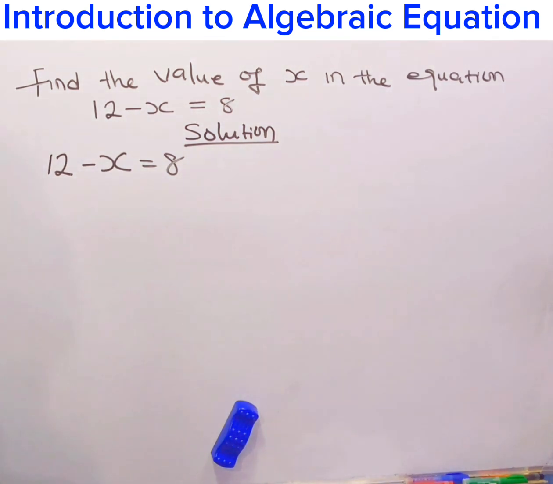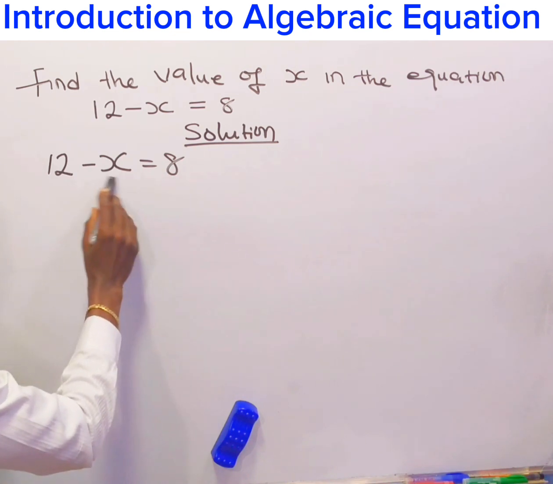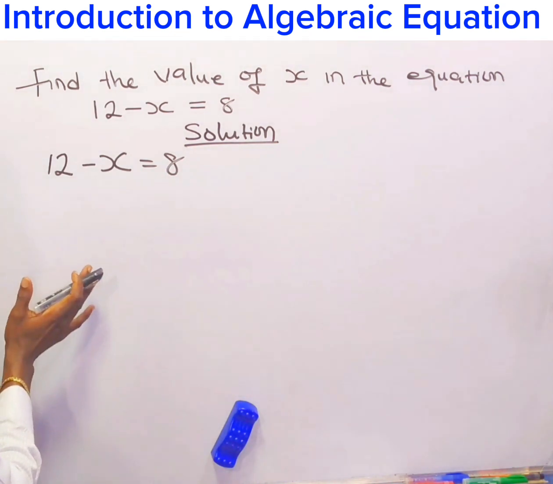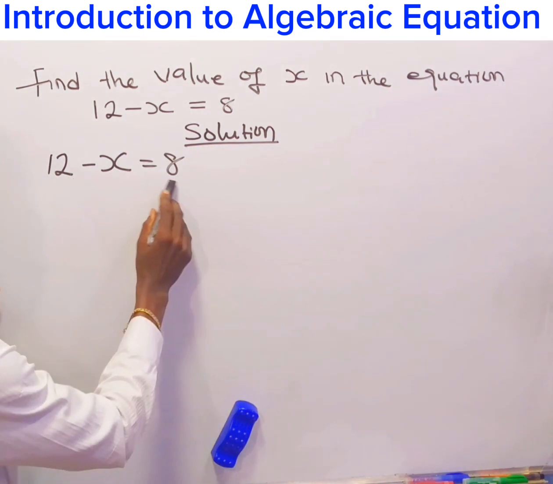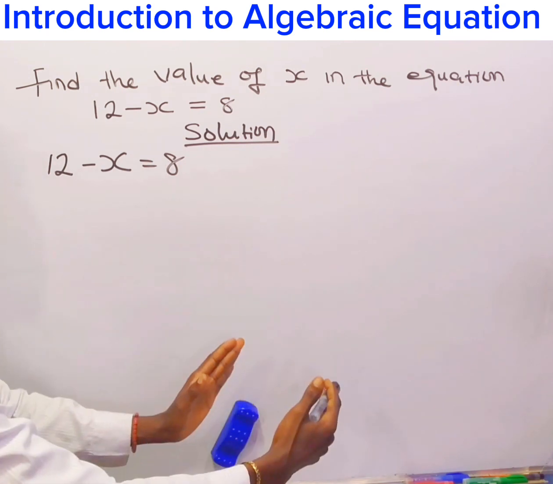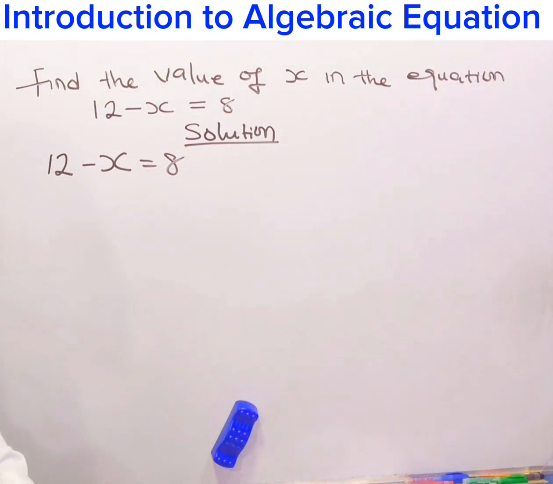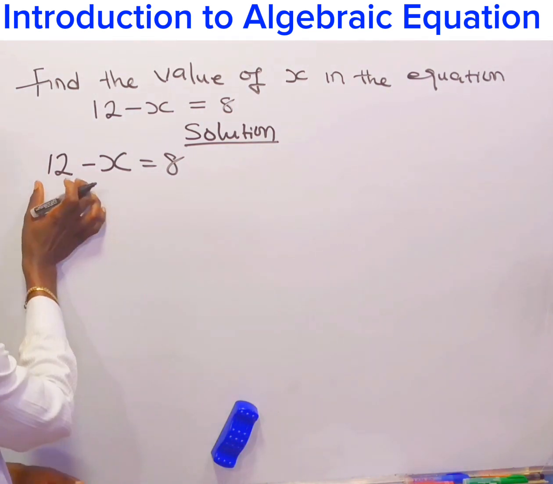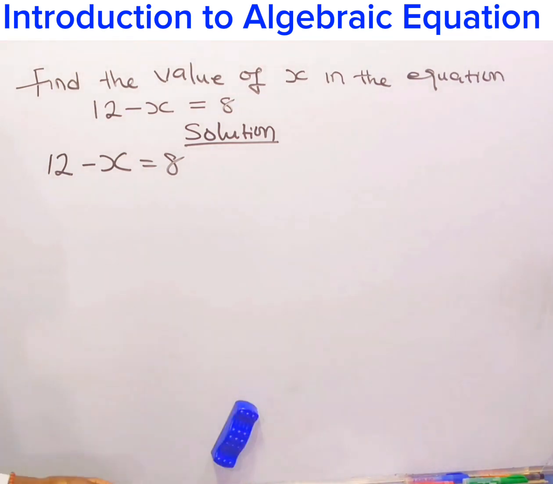Now, first of all, collecting like terms. What are like terms? Like terms are simply terms used in algebra whereby numbers that are the same or alphabets that are the same will be put in one place. For instance, we have 12 and 8. They are numbers, so they will be placed in one part. The alphabets will also be placed in one part. That is called collecting like terms. Here we have 12 and 8. They are like terms, so we'll make 12 and 8 be on one part.